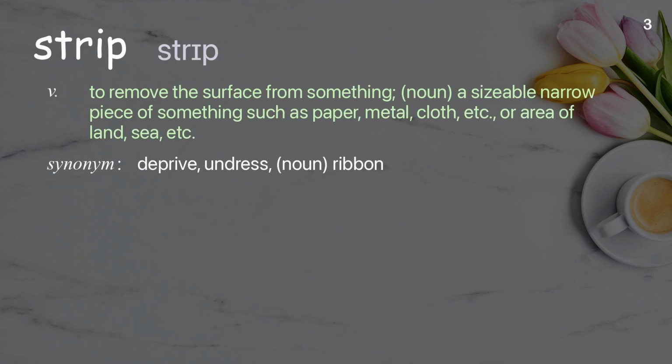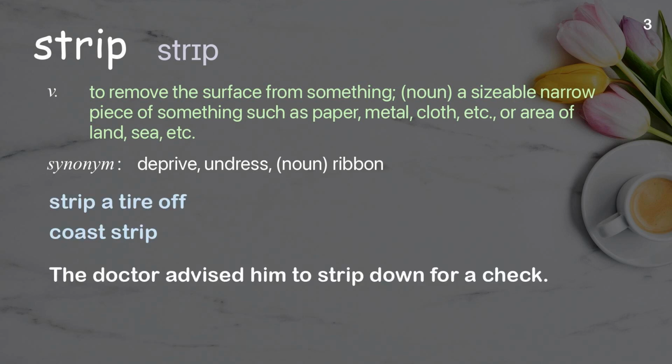Strip. To remove the surface from something. Noun: a sizable narrow piece of something such as paper, metal, cloth, etc., or area of land, sea, etc. Examples: Strip a tire off. Coast strip. The doctor advised him to strip down for a check.